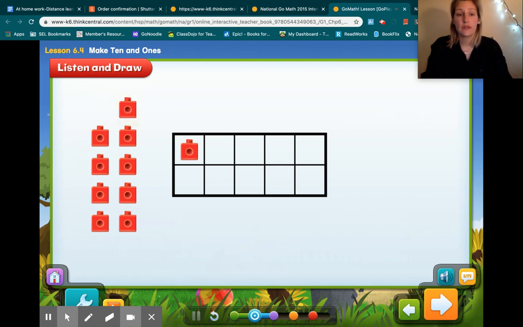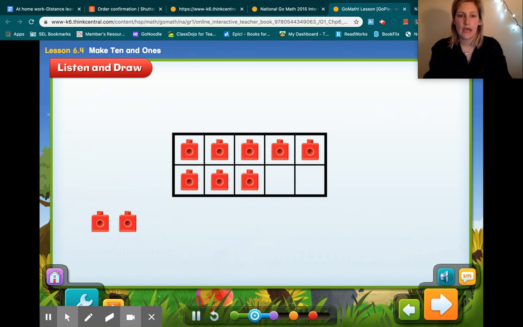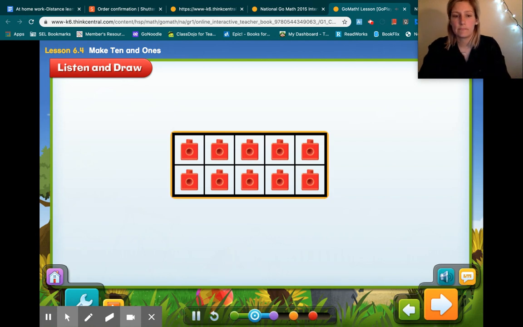1, 2, 3, 4, 5, 6, 7, 8, 9, and 10. There, the 10 frame is full. One full 10 frame is a group of 10 ones.